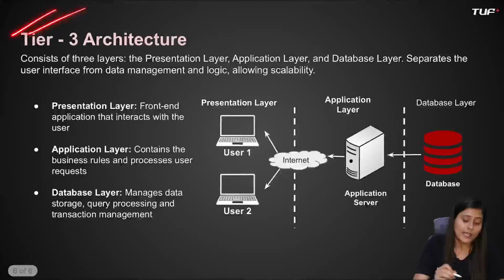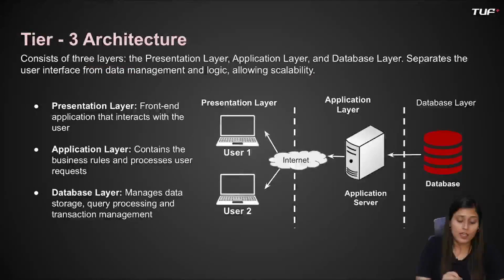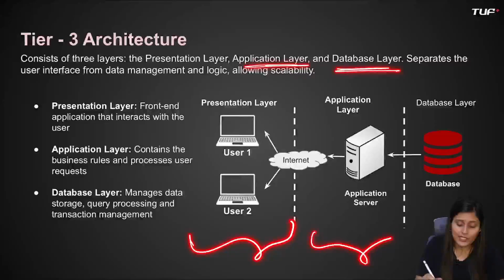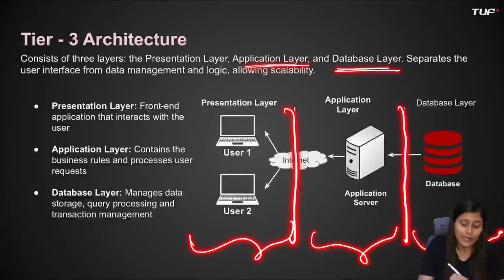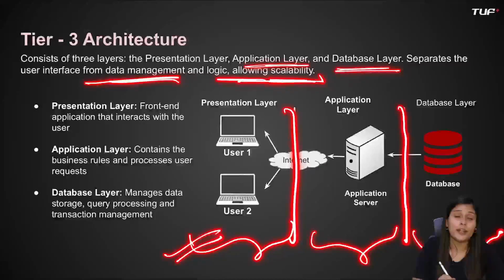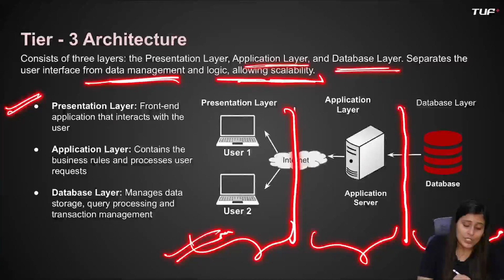Moving on to tier 3 architecture. It consists of three layers: the presentation layer, the application layer, and the database layer. Here these are the presentation, application, and database layers. It separates the user interface from data management and logic, allowing scalability. In this case, compared to the other two architectures, scalability is very high. The presentation layer is the front-end part and it actually interacts with the user. The user inputs the data and requests the query.